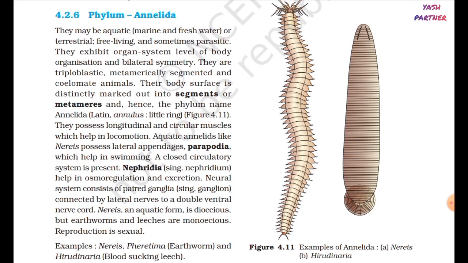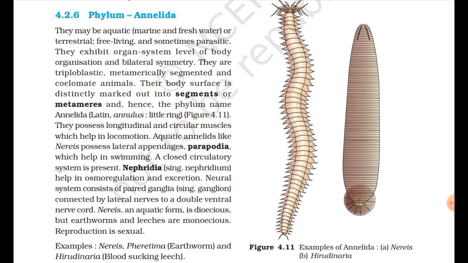4.2.6 Phylum Annelida. They may be aquatic, marine and freshwater, or terrestrial, free living, and sometimes parasitic. They exhibit organ system level of body organization and bilateral symmetry. They are triploblastic, metamerically segmented, and coelomate animals. Their body surface is distinctly marked out into segments or metamers, and hence the phylum name Annelida, Latin annulus, little ring, Figure 4.11. They possess longitudinal and circular muscles which help in locomotion.